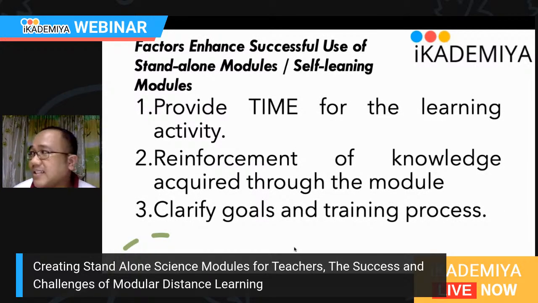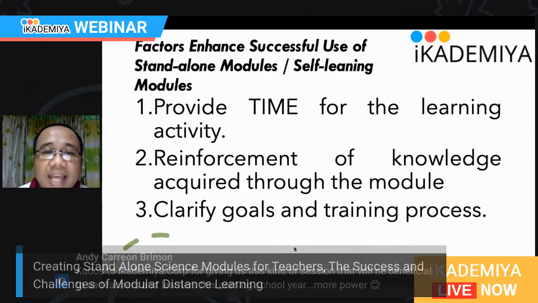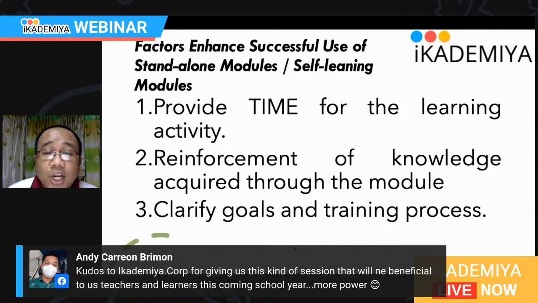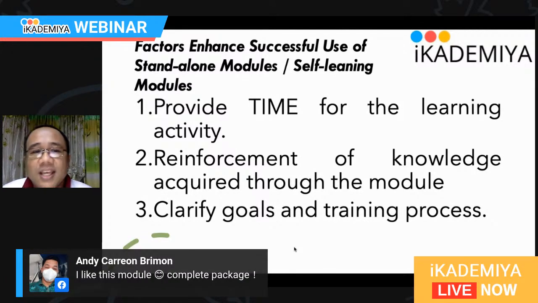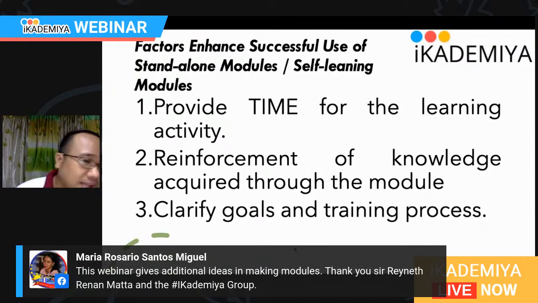Now, what are some of the factors that enhance the successful use of standalone modules? It provides time for learners' activity because, as we expect, modular distance learning is more asynchronous. So it provides time for the students to do this, especially during this pandemic when the students are mostly at home. It reinforces knowledge acquired through the module because of its continuous activities.